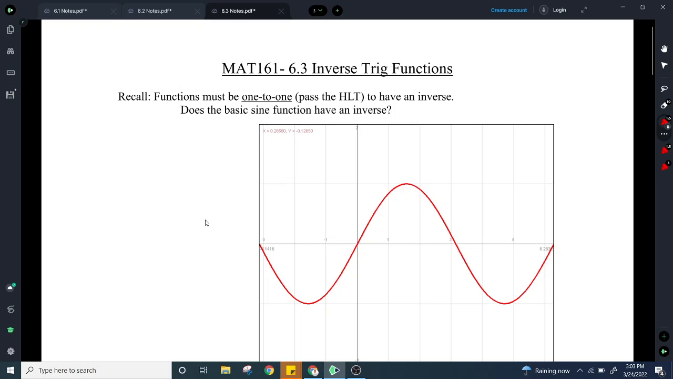So remember we talked a little bit about inverse functions earlier in the semester, and I want to refresh your memory on what we meant by an inverse function, what were some of the characteristics of functions that are inverses.